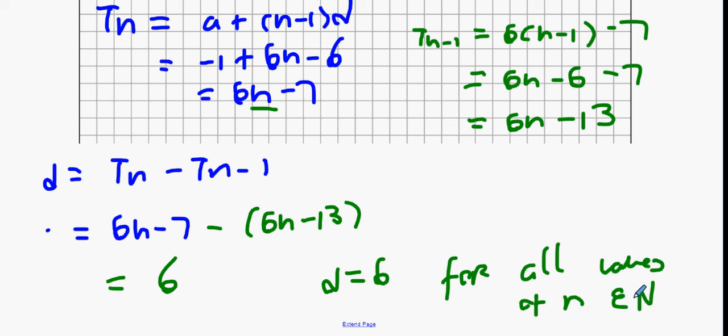Now n has to be a natural number. Remember, it's t1, t2, t3. There's no negative numbers there, okay? So the series is arithmetic.